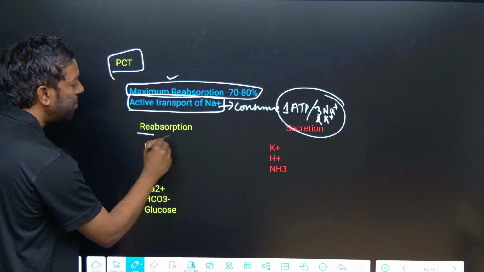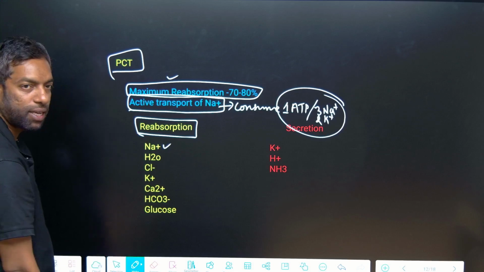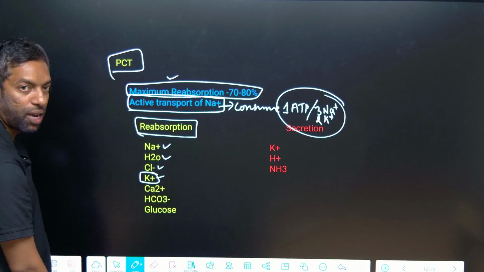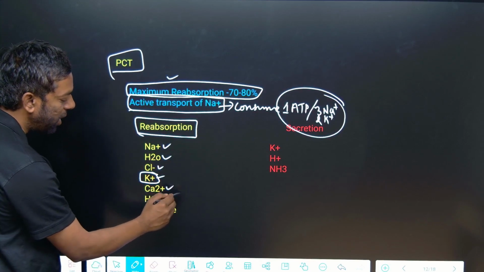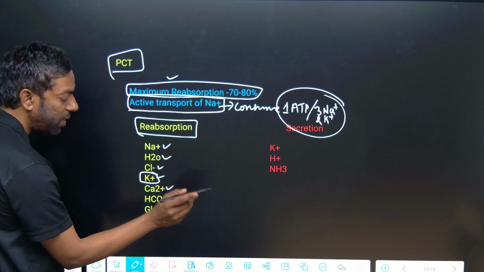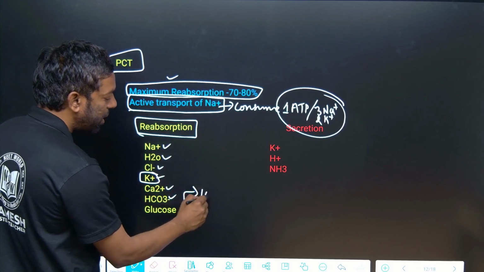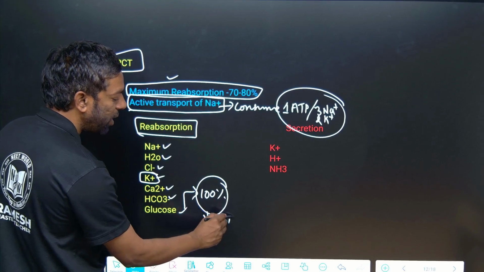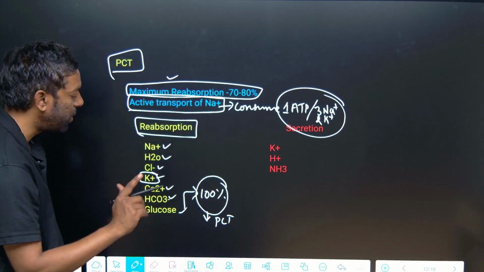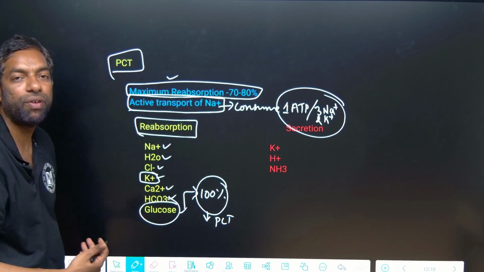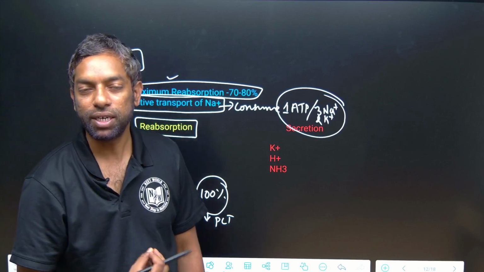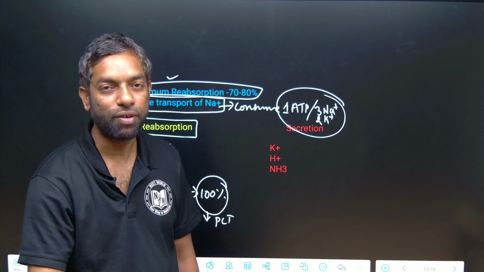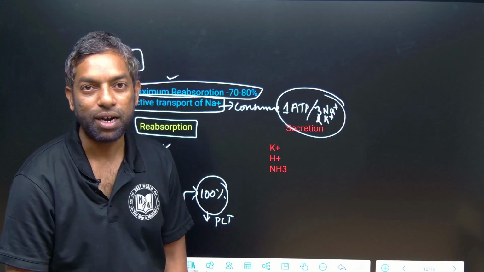Reabsorption takes place for Na plus, water, chlorine, potassium, calcium, bicarbonate, and glucose. Glucose, this is the most important, 100% glucose reabsorption takes place in the PCT only. They might give a statement-wise question saying a certain amount of glucose is reabsorbed in the PCT part, but here it is 100%.